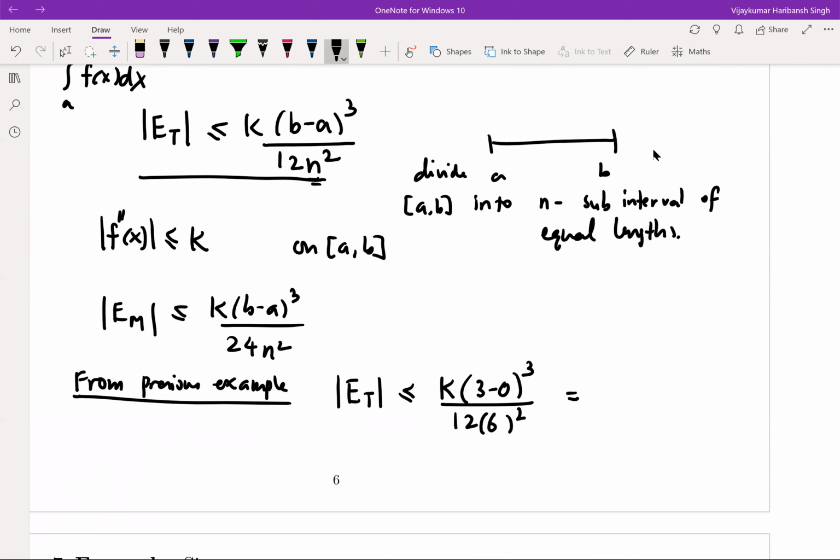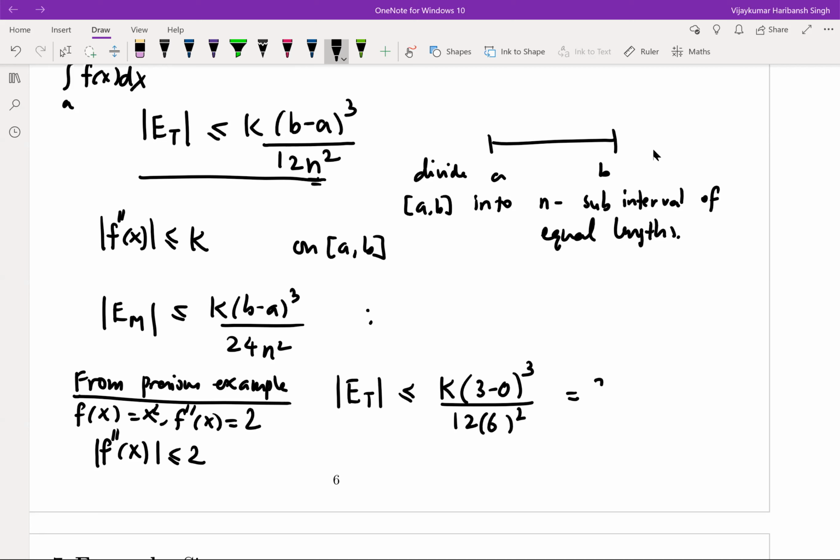now what is k? So we need to compute k, right? So for that, notice what is f double prime of x? So f of x is x square. So f double prime x is going to be 2x and then 2. So f double prime is 2. So this is bounded by 2. So in this case, we already found out k to be 2.